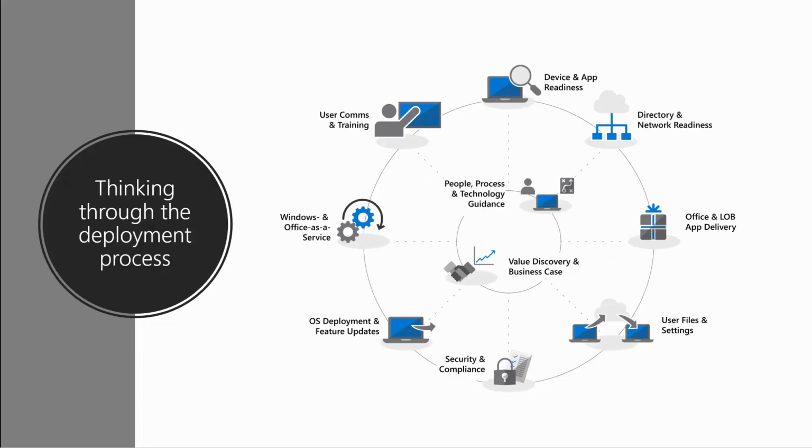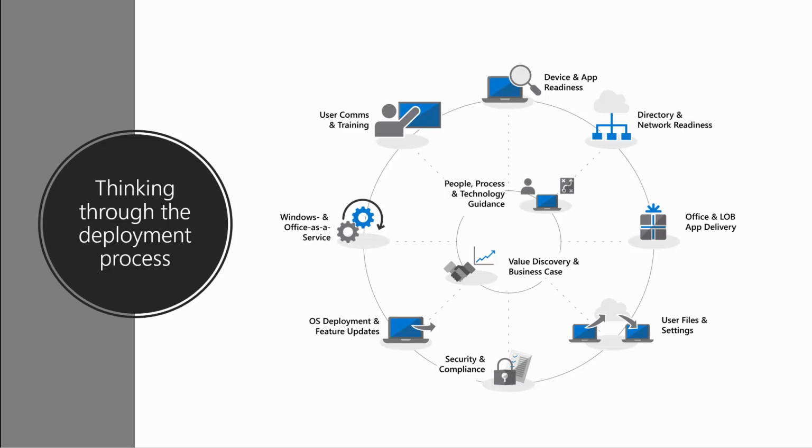So let's talk about the deployment process itself. So again, these are all the steps, regardless of OS platform, that you're going to do. Now, the way to think about this chart and the visual is really you start in the middle. Now, do I have my leadership bought into moving to a newer version of Windows and Office? If that's the case, then you can skip the value discovery and business case because they've already bought in. They already know that they have to get deployed.